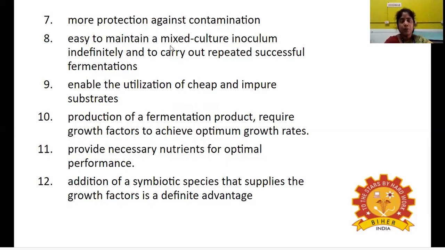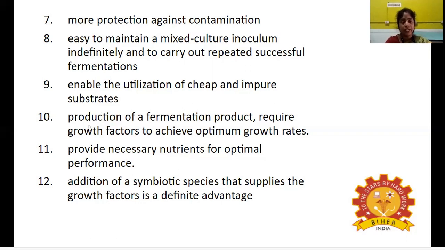And it is easy to maintain a mixed culture medium indefinitely. It is a big task, but if we are maintaining it in a periodic form, it is used to carry out a successful product formation in a repeated way. So that gives you the product in a higher quantity with a 100% efficiency. So when we are using this mixed culture, we have to make use of the cheap and the pure form of a substrate.